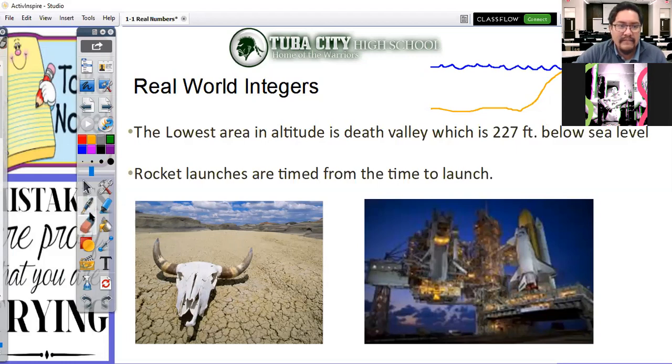So in this case here, we have Death Valley, which is really low. It's actually below where the ocean would be, about 227 feet below sea level. That's why it's so hot there. You notice certain places like Phoenix, when you go downhill, it gets hotter. That's just the way it works.